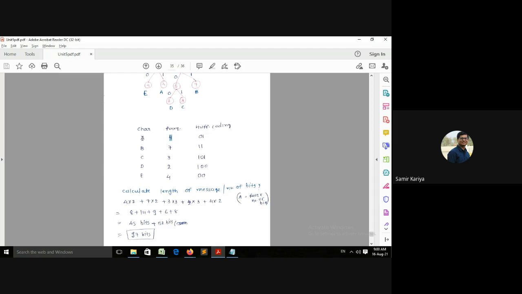So you are writing capital A 4 times. Then how many bits? How can we write it in bits? That's 01. So that's why I am writing here 4 into 2. That's for capital A. Capital B, 7 into 2. Capital C, 3 into 3. Capital D, sorry, 3 into 2. Here it should be 3 into 2 and 4 into 2.